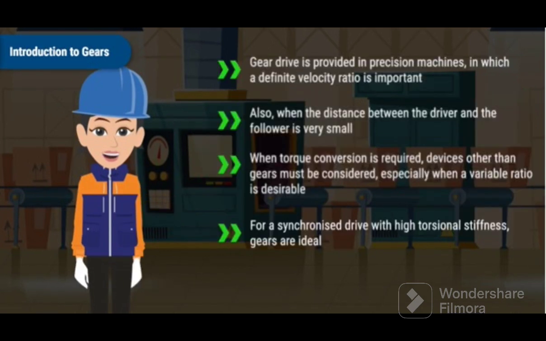A gear drive is also provided when the distance between the driver and the follower is very small. When torque conversion is required, devices other than gears must be considered, especially when a variable ratio is desirable, but for a synchronized drive with high torsional stiffness, gears are ideal.